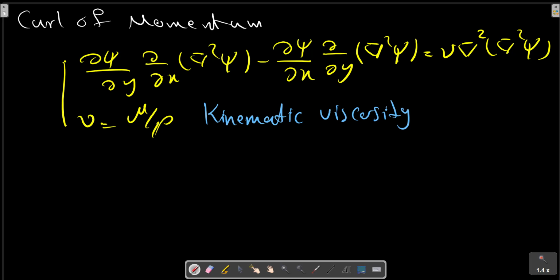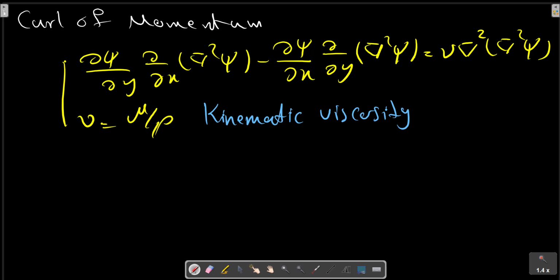This is partly a victory and partly a defeat. In the equation of the curl of momentum, we obtain a scalar equation with only one variable psi, but it now contains fourth order derivatives and probably will require computer analysis. There will be 4 boundary conditions required on psi.